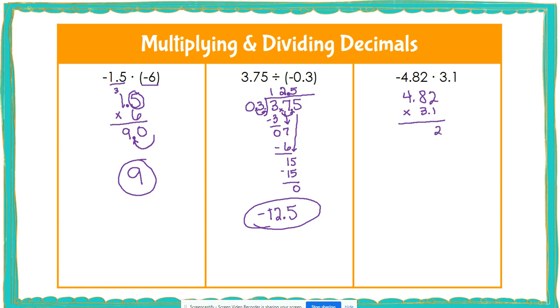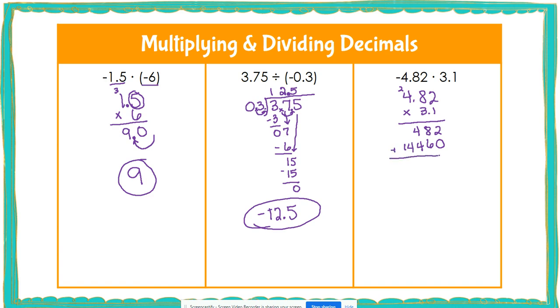1 times 2 is 2, 1 times 8 is 8, 1 times 4 is 4. Now I'm going to need to multiply by my 3. So the first thing I need to do is put a 0 here as a placeholder. 3 times 2 is 6. 3 times 8 is 24, so I write my 4 and carry my 2. 3 times 4 is 12, and 12 plus 2 is 14.